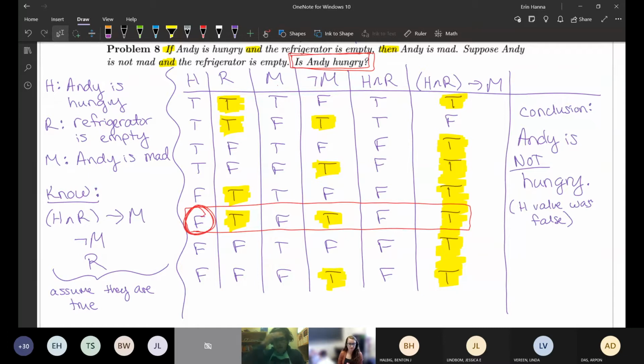Hey, Aaron, quick question. What was it that determined that we were going to have 8 rows? It's because of how many variables, if you will, that you have. So here we had an H, an R, and an M. So we had 3. And it's essentially, let me not lie to you.